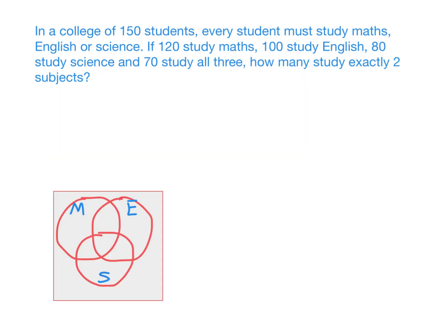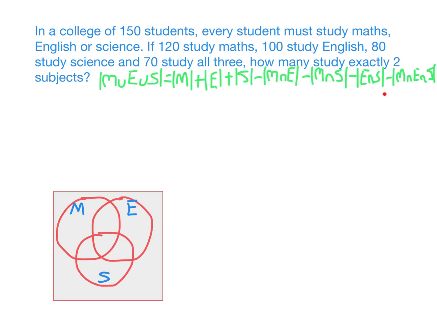So here we're told a college has 150 students. Every student must study maths, English or science. 120 study maths, 100 English, 80 science, 70 study all three. How many study exactly two subjects? Let's use the inclusion-exclusion principle. So this is the inclusion-exclusion principle applied to this question.